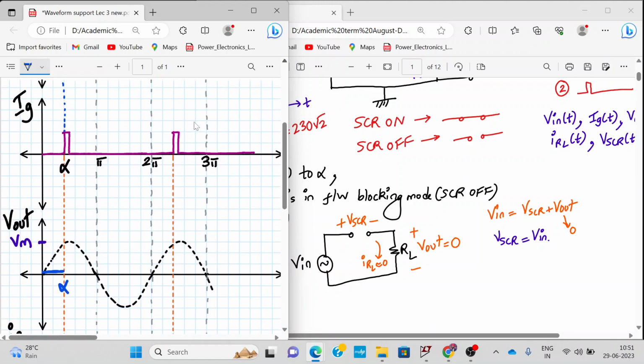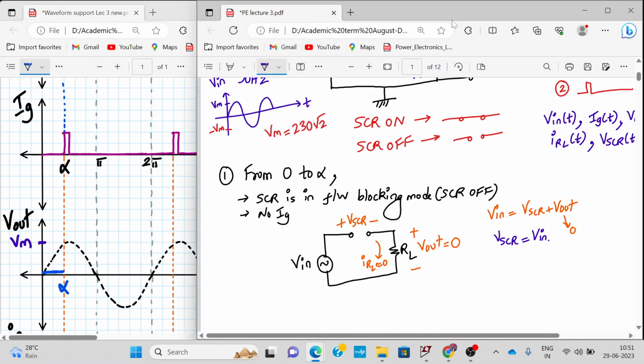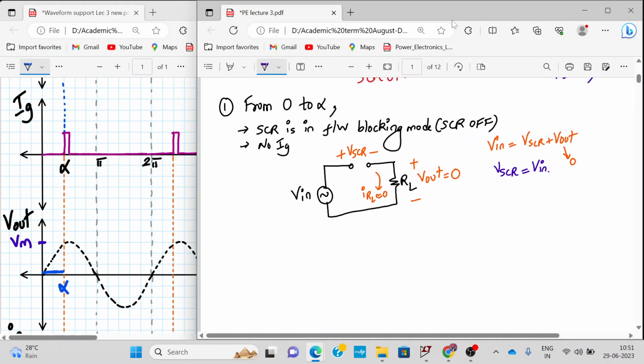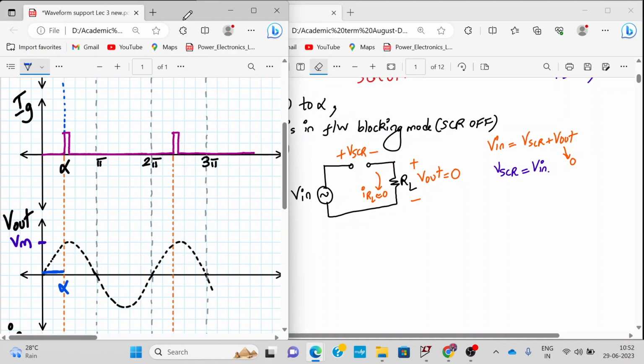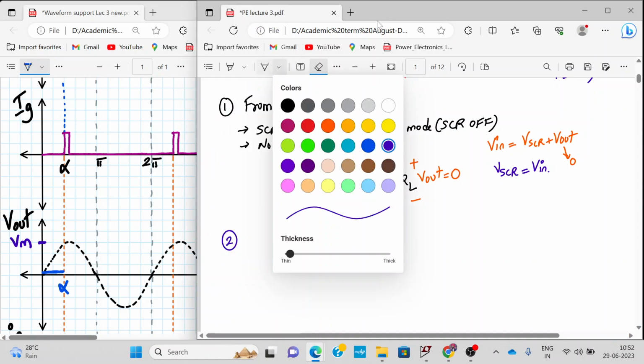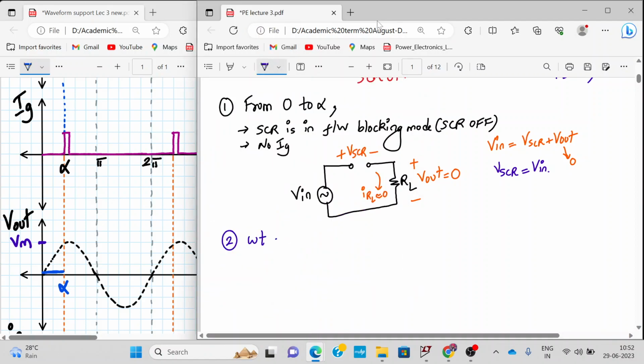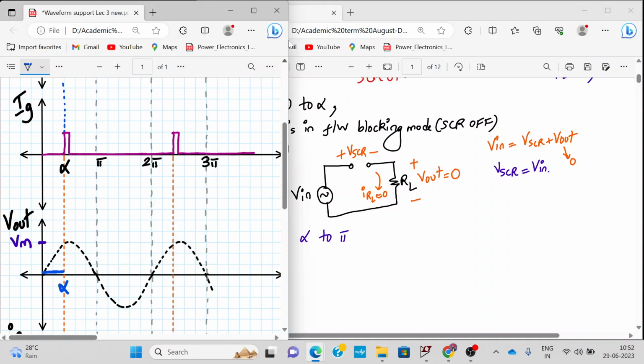Now let's see what happens at alpha, when we have applied the trigger pulse. And when do we apply the trigger pulse? The trigger pulse is applied at t equal to alpha. Alright, so let's go to the second part over here. The x-axis is omega t. So we can write when omega t is varied from alpha to pi.